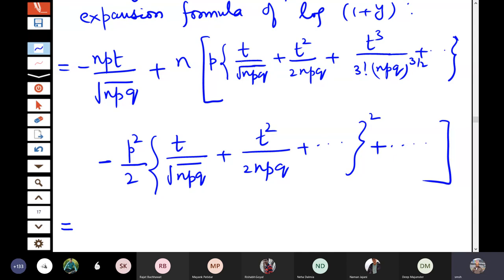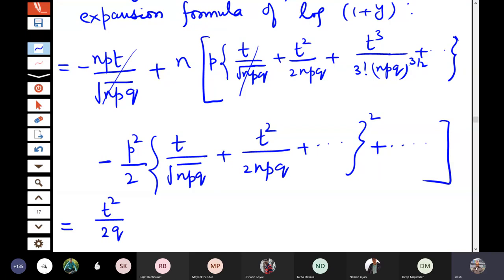You look at the first term here inside the first bracket. So you get npt by root npq with a plus sign, and there is a minus npt by root npq, so that gets cancelled out. This term and this term get cancelled out. Then you get the next term. In the next term, n gets cancelled out. This p gets cancelled out. So you get t square by 2q. Because this np gets cancelled out, you get t square by 2q.